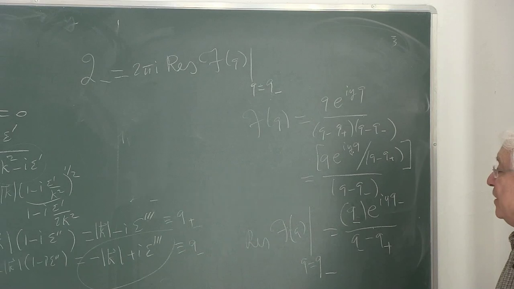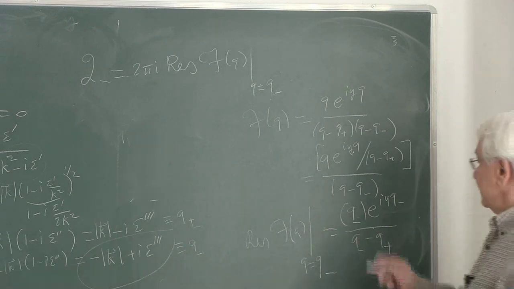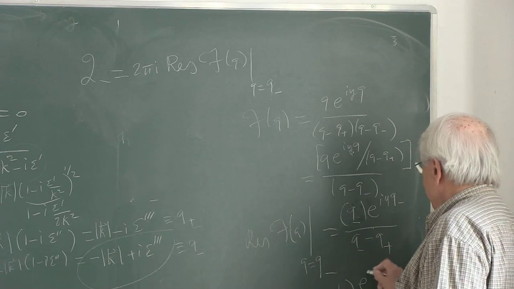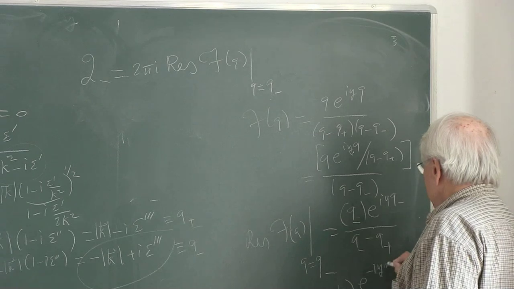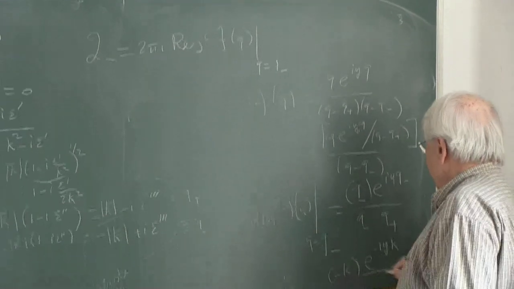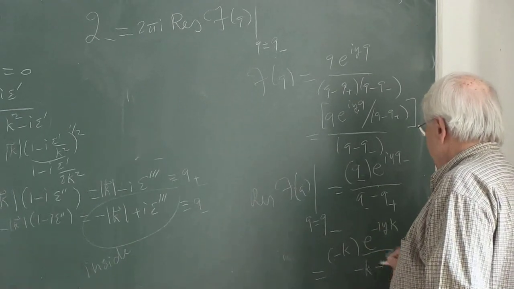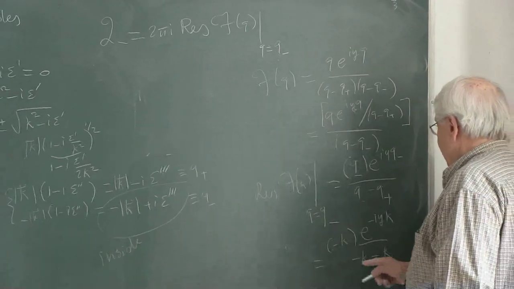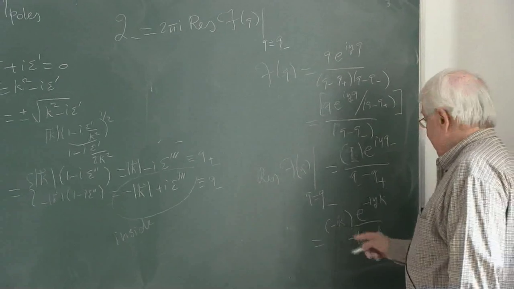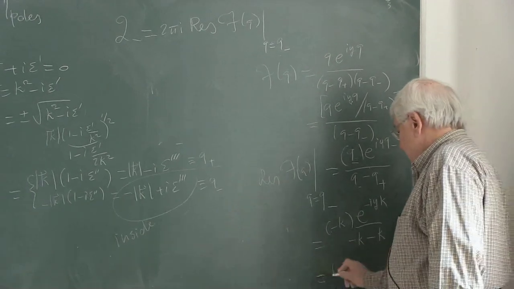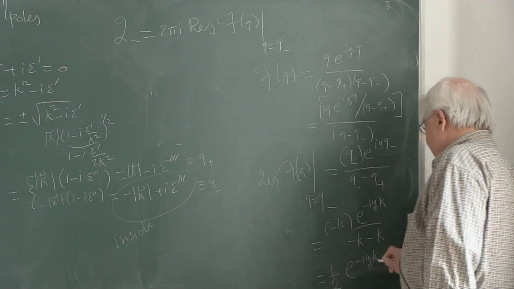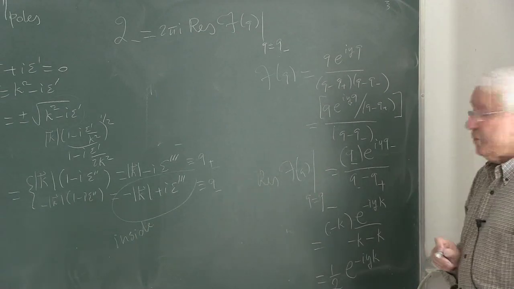So what was the q minus when epsilon goes to zero? It is minus k times e to the minus i y k divided by (minus k minus q plus), which is minus k minus k, so minus 2k. The result is one half. How nice. Unexpectedly beautiful and simple result, isn't it?